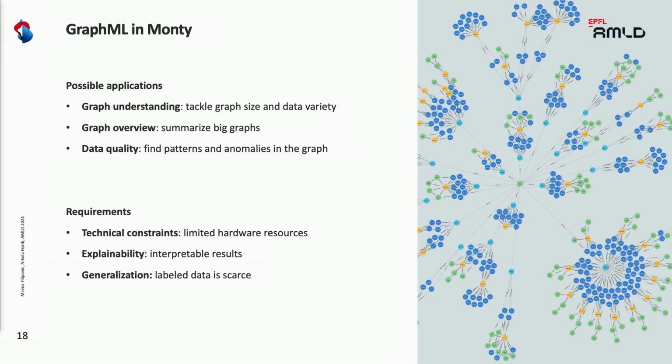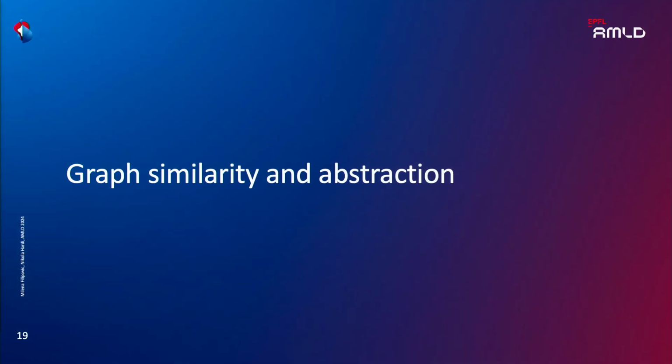There are, of course, some strong requirements that we set for our solutions. For instance, we have limited hardware resources because we want to run this in production eventually. Explainability, as I said: people will not trust our results if we cannot explain them. And finally, generalization, because we do not have much labeled data, if any, and if we invest in labeling this data, we would like to generalize from there and apply it to the rest of the data that we have in the knowledge graph.